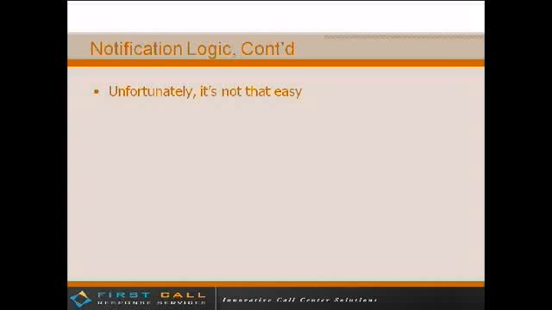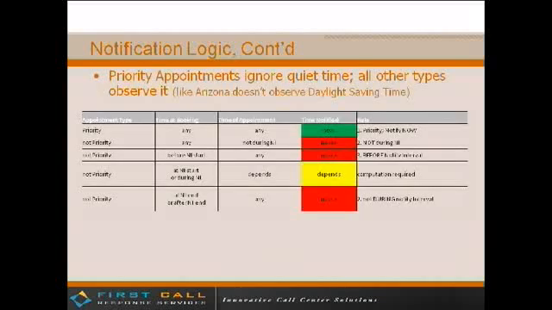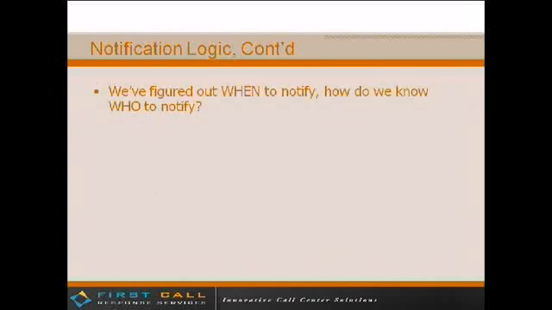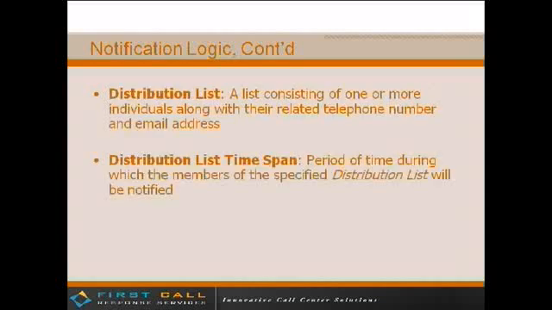So we figured out when we're going to notify, but we still haven't figured out who we're going to notify. So we introduced two other concepts: a distribution list, oddly enough, being the people that get the notifications in order, and then a distribution list time span, which is the period of time during which those people would receive the notifications.